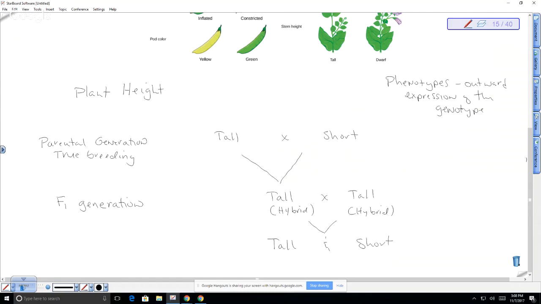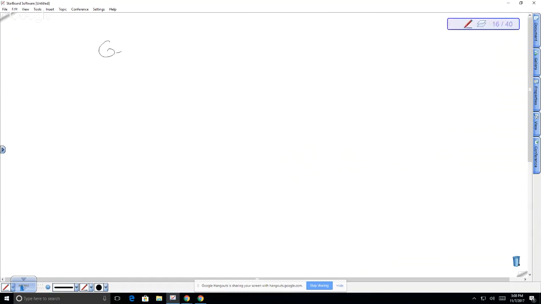Okay, so let's look at genotypes. So we have genes and we have alleles. So alleles are alternate forms of a gene.